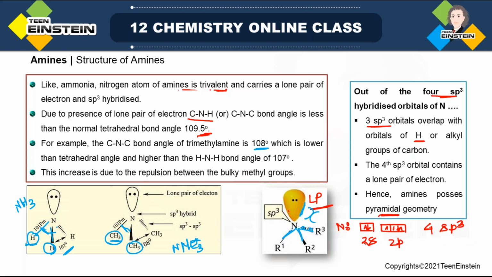So here we have a bond between N and H. Nitrogen will use its sp3, and hydrogen is always 1s. But when it is carbon, it may be an alkyl group, that is a methyl group, ethyl group, anything. So now the sp3 of nitrogen is interacting with the sp3 hybridized orbital of carbon, because this carbon is also sp3 hybridized. Okay, so that is all about the structure of amines.